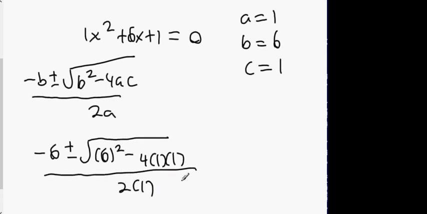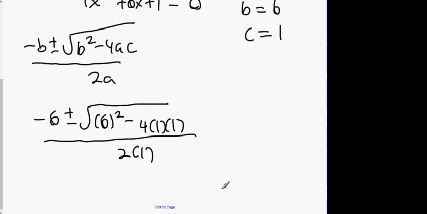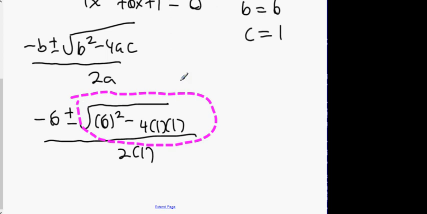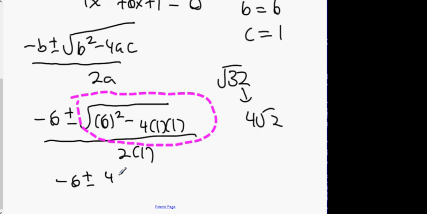Now that we have that done, I always recommend just doing this part first. It turns out to be root 32, and root 32 in your calculator turns out to be 4 root 2. Thank you. No, 4 root 2 is correct. Minus 6 plus or minus 4 root 2 all over 2.